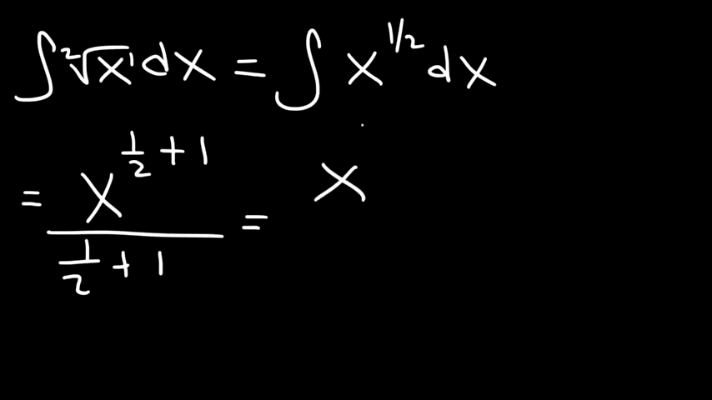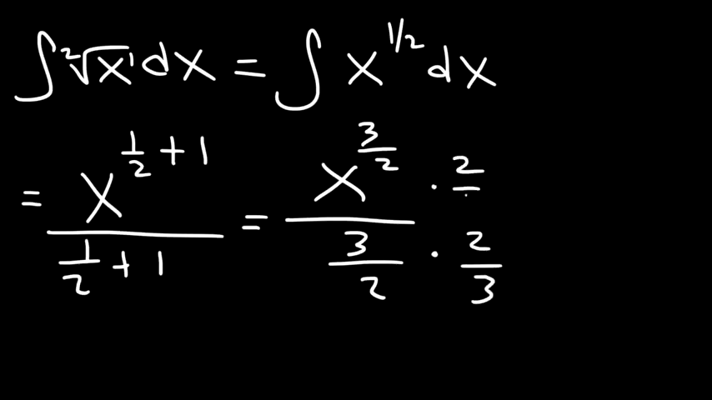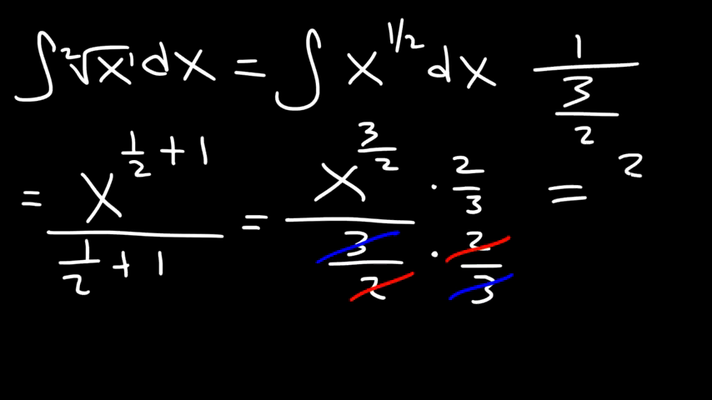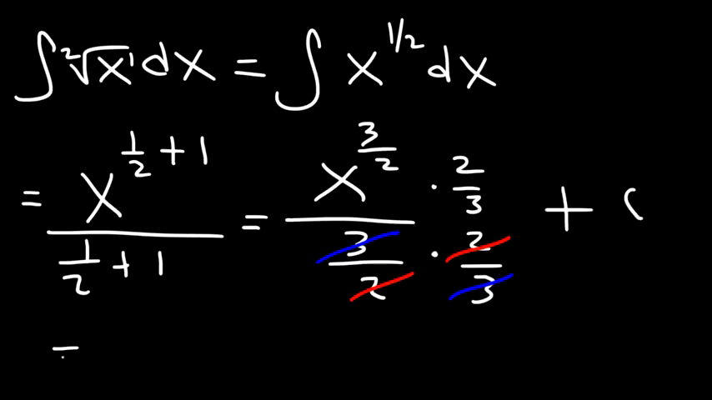So now we have x raised to the 3 over 2 divided by 3 over 2. Now what I'm going to do is multiply the top and bottom by 2/3. And so here, the 2's will cancel, and the 3's will cancel. So 1 divided by 3/2 is the same as 2 over 3. All you need to do is flip the fraction. So the final answer for this problem is 2 over 3 x raised to the 3 over 2 plus c.